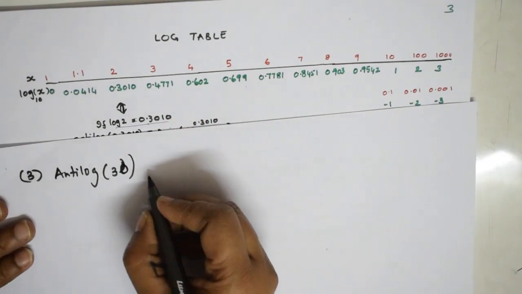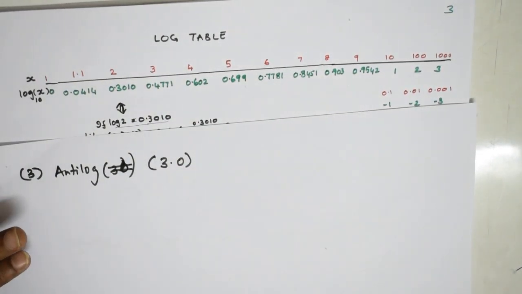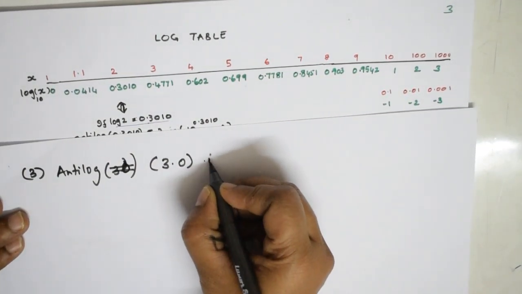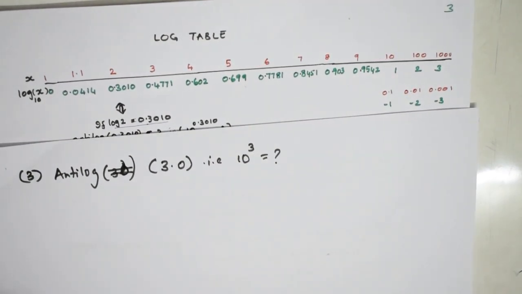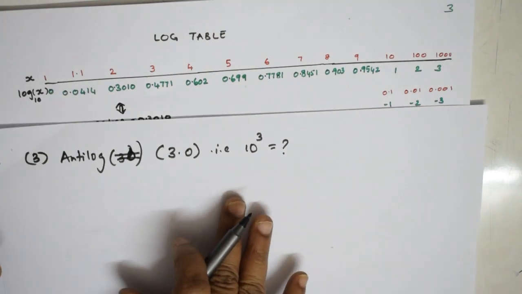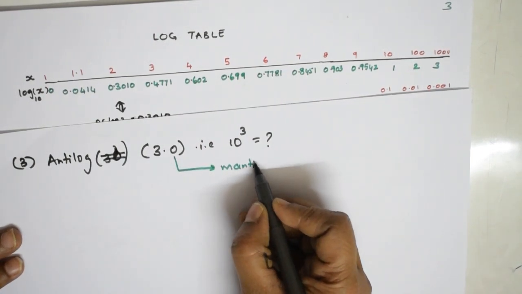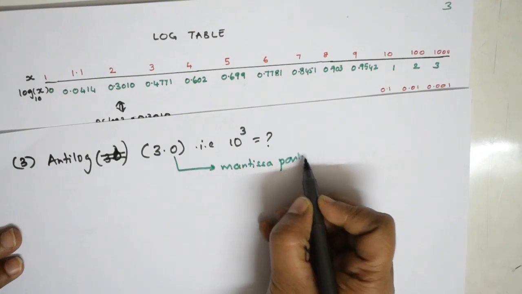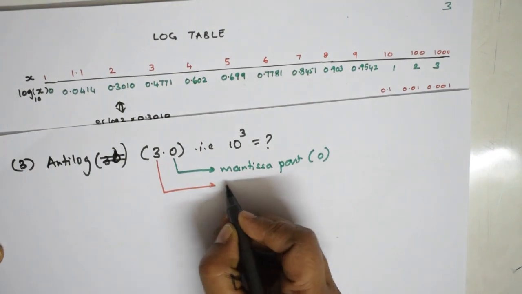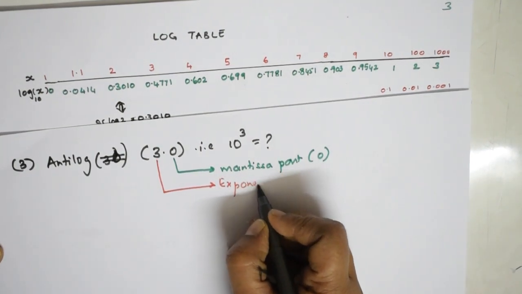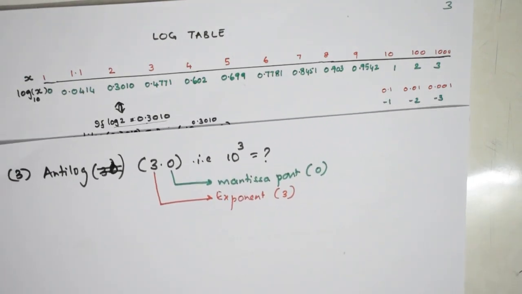So here, 3.0, let me write neatly. I need to find the antilog of 3.0. So 3.0 is nothing but 10 raised to the power of 3. This value I need to find out. Here again there are two parts. 0 is the mantissa part, how much is that? 0. Next, 3 is the exponent part.